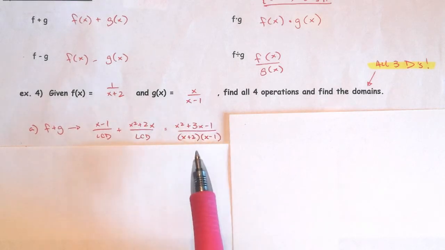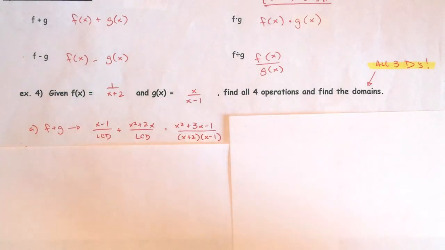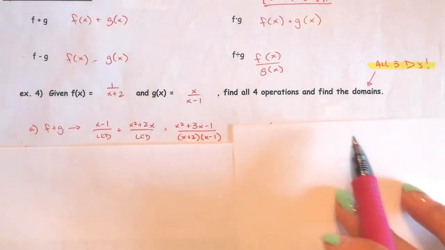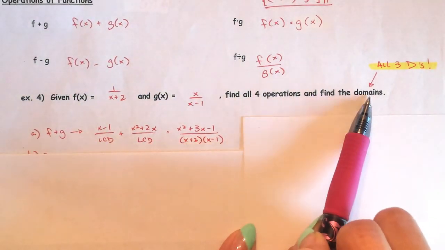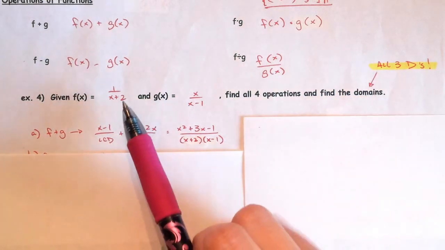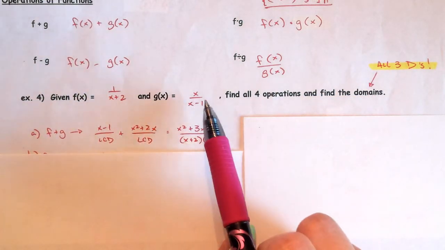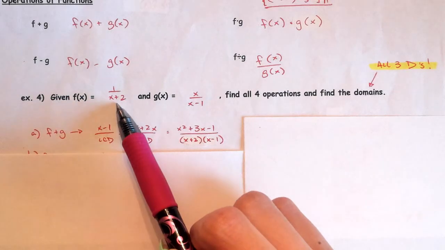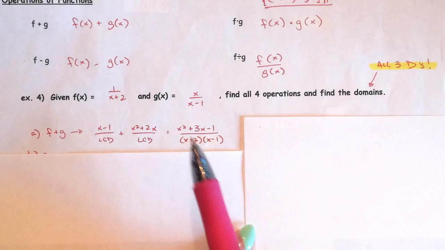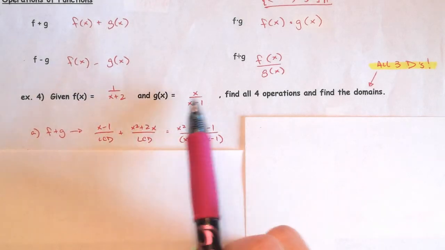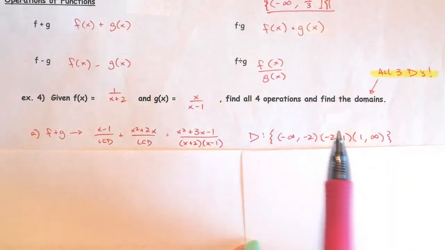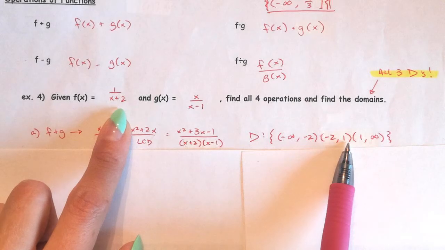There's nothing to cancel. So my final domain, this is my final answer. Okay, this is my answer. But for my final domain, I need all 3 domains. X cannot equal negative 2. X cannot equal positive 1. And then I look at this one, and the domains happen to be the same as these 2. So I just can't be negative 2, and I can't be 1.